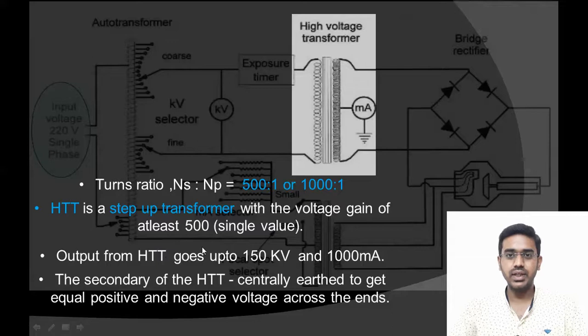Output from the high voltage transformer goes up to 150 kV and 1000 milliampere. The secondary of the high tension transformer is centrally earthed to get equal positive and negative voltage across the ends.